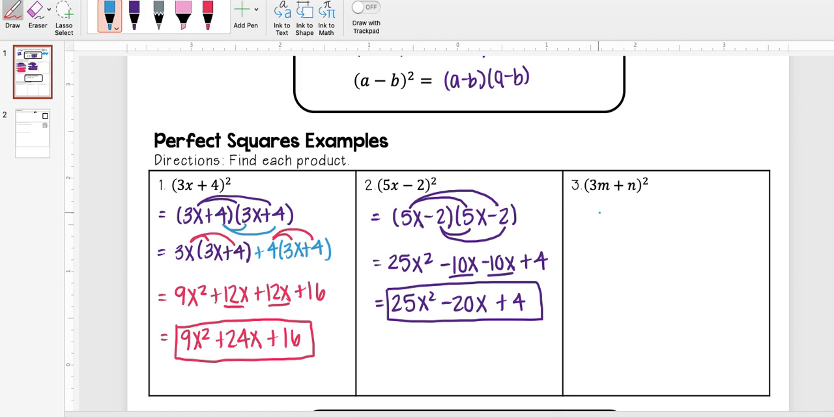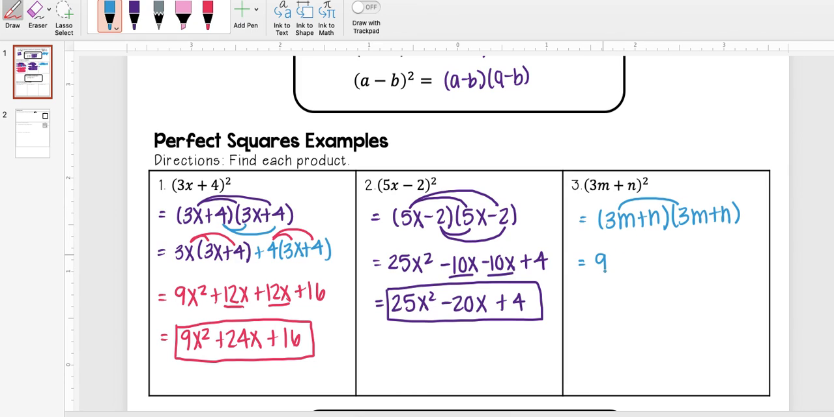We'll look at one more example. So here I have 3m plus n quantity squared. So that's really just 3m plus n times 3m plus n. This one ends up looking a little bit different just because I have 2 variables, but it would be the same process. So doing the shorter way again, I'm going to do 3m times 3m.